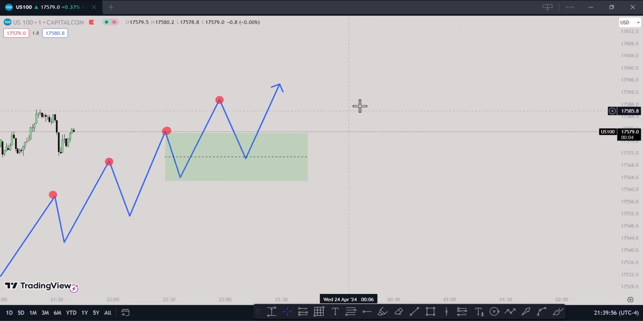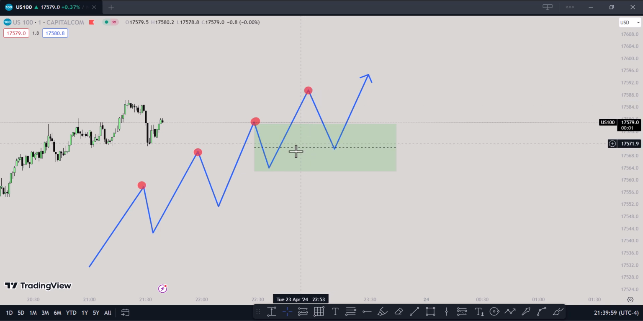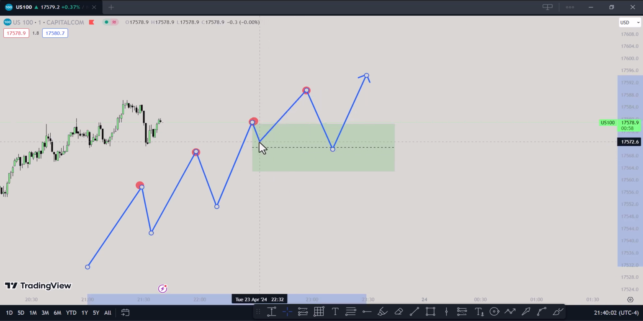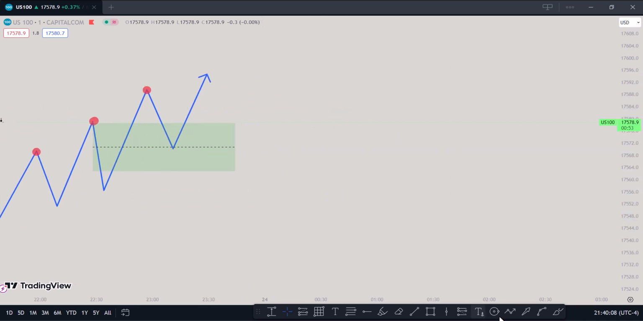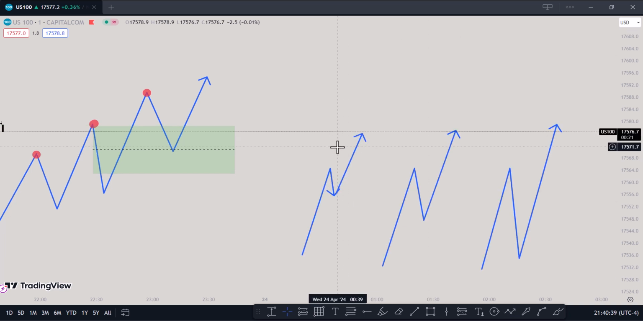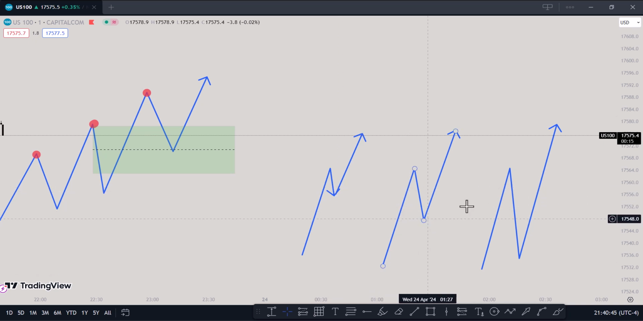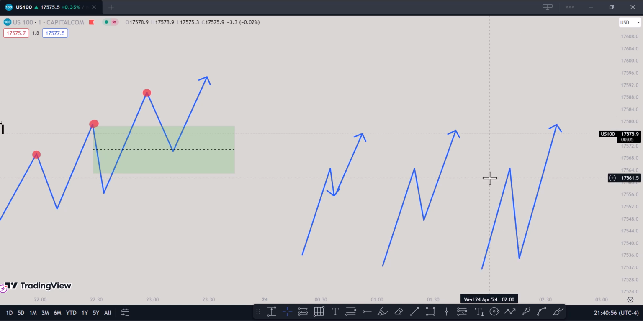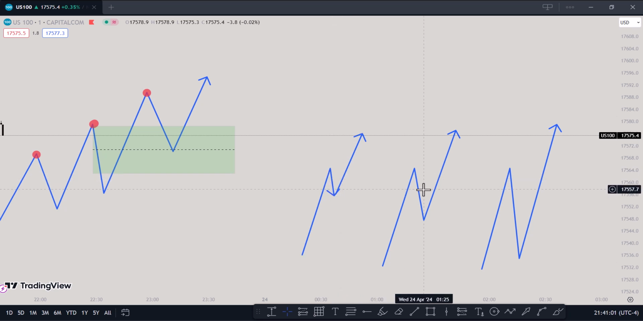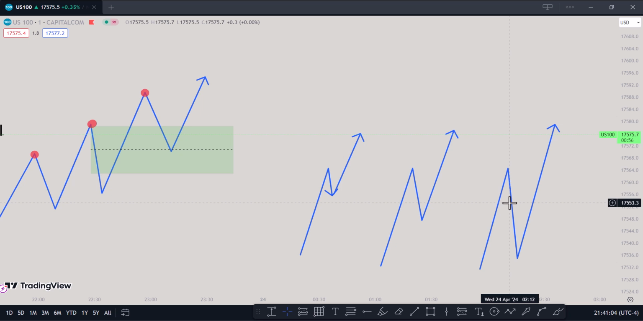So let me tell you why it's not good to catch pullbacks. First of all, you don't know if the pullback is going to be here. Let me give you another example. These are three types of pullbacks: we have this shallow pullback, this medium pullback, and then this deep pullback. We have no idea if the pullback is going to be like this, this, or this. We have absolutely no idea, guys. You can't know 100% for sure.